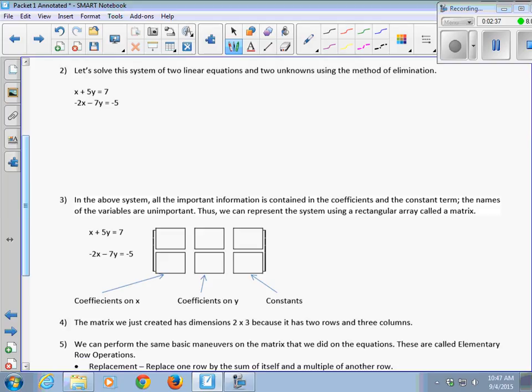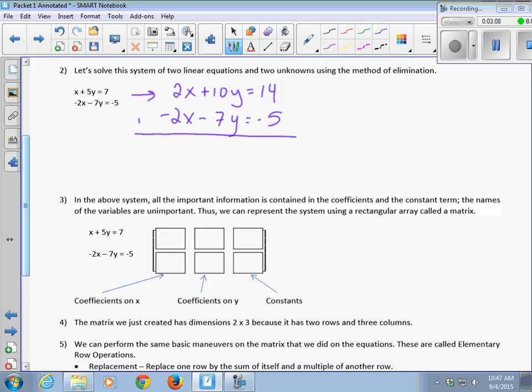I want to solve this system that has 2 equations, 2 unknowns. x plus 5y equals 7. Negative 2x minus 7y equals negative 5. I want to solve it using elimination. What do I do? Multiply the top equation by 2. So this is going to become 2x plus 10y equals 14. Keep the bottom equation the same.